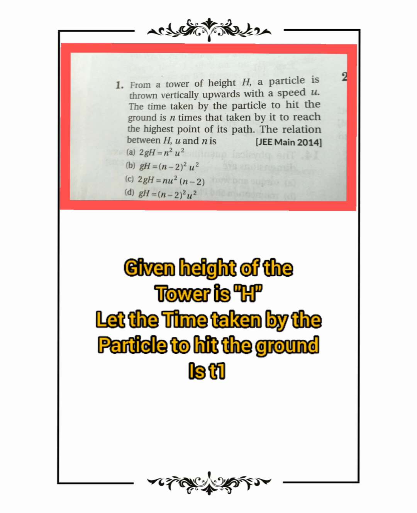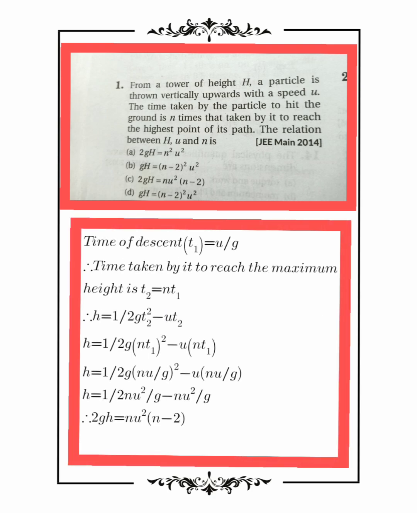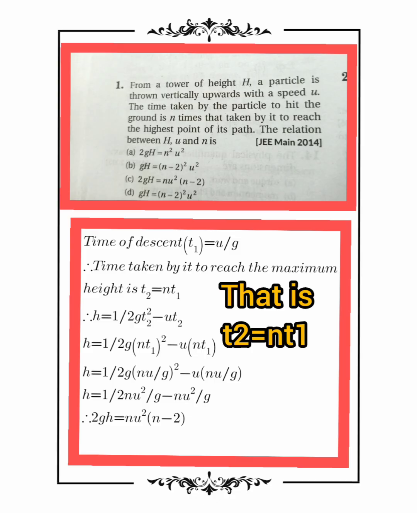The time taken by the particle to hit the ground is n times the time taken by it to reach the highest point of the path. The relation between h, u and n: let t1 and t2 be the times taken by the particle to hit the ground and reach the maximum height. According to the given problem, t1 is equal to n t2.